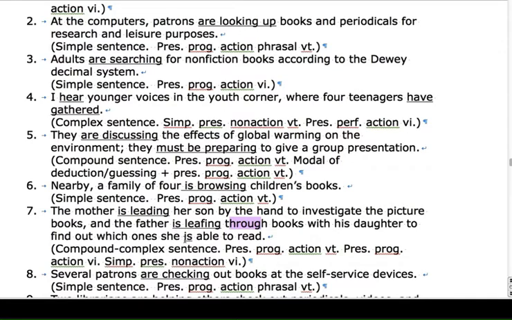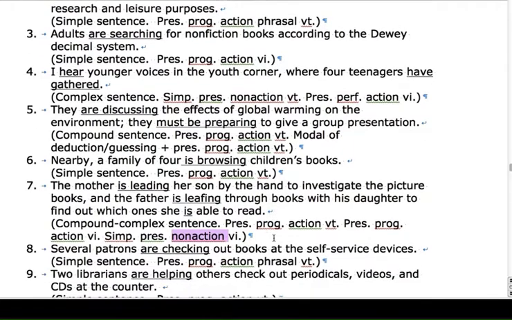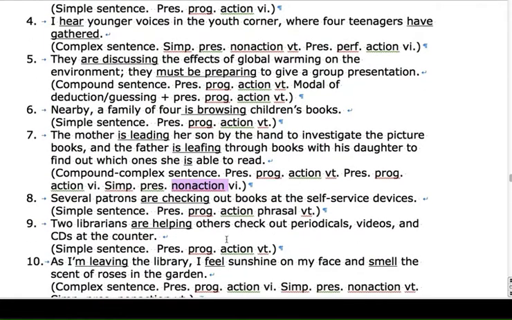And the third clause, which one she's able to read, the verb is. It uses a simple present. It's a non-action verb. It's a linking verb. It's the be verb. It's a stative verb. It's intransitive.